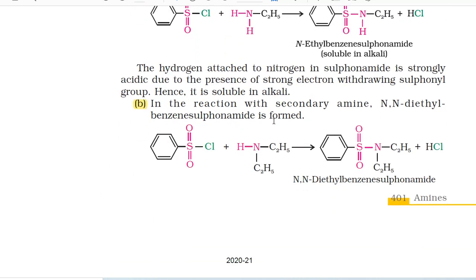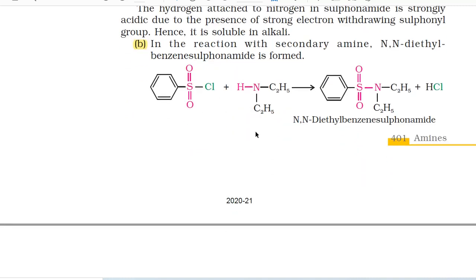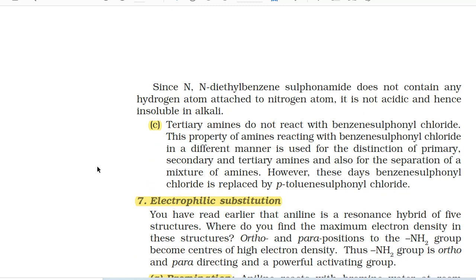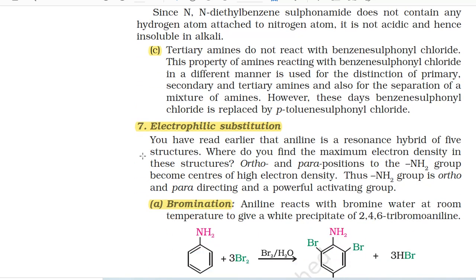B. In the reaction with a secondary amine, N,N-diethyl benzene sulfonamide is formed. Since N,N-diethyl benzene sulfonamide does not contain any hydrogen atom attached to the nitrogen atom, it is not acidic and hence insoluble in alkali. C. Tertiary amines do not react with benzene sulfonyl chloride. This property of amines reacting with benzene sulfonyl chloride in a different manner is used for the distinction of primary, secondary and tertiary amines and also for the separation of a mixture of amines. However, these days benzene sulfonyl chloride is replaced by para-toluene sulfonyl chloride.